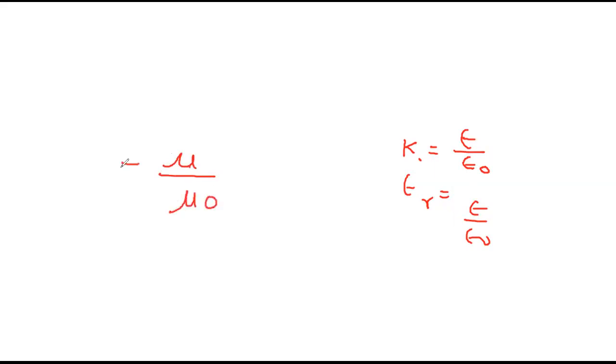What is dielectric constant or relative permittivity? Ratio of permittivity of any medium to that of free space is called dielectric constant or relative permittivity. Same way, ratio of permeability of medium to the permeability of free space is called relative permeability. We want to obtain relation between this relative permeability and susceptibility.